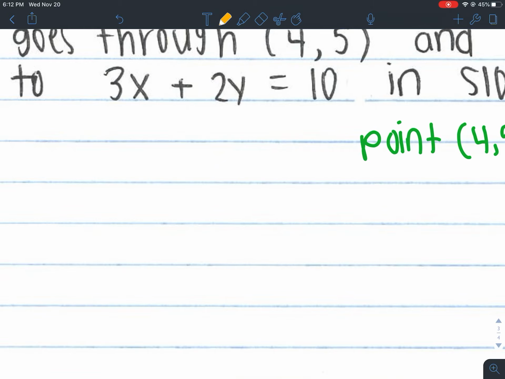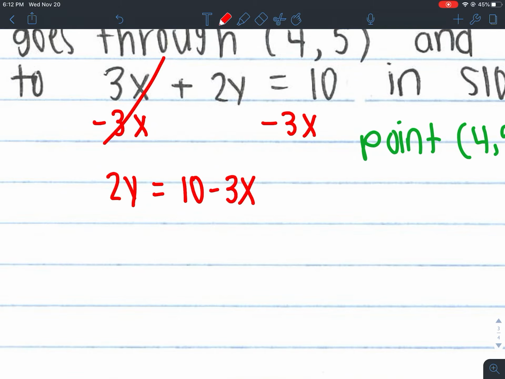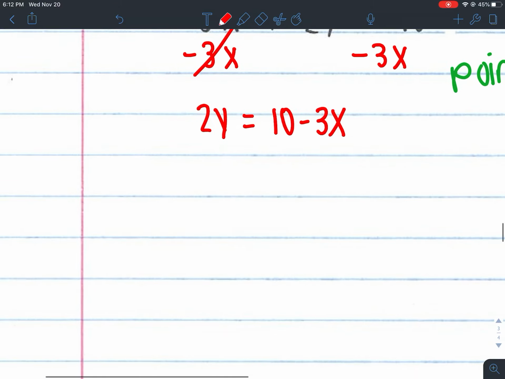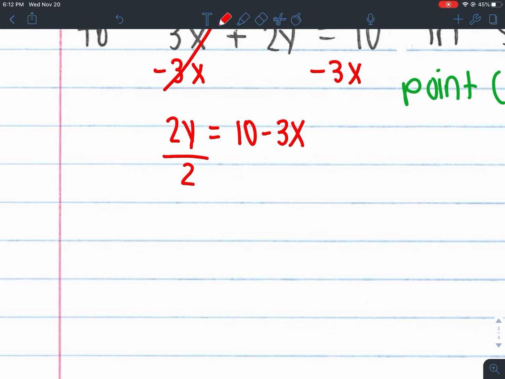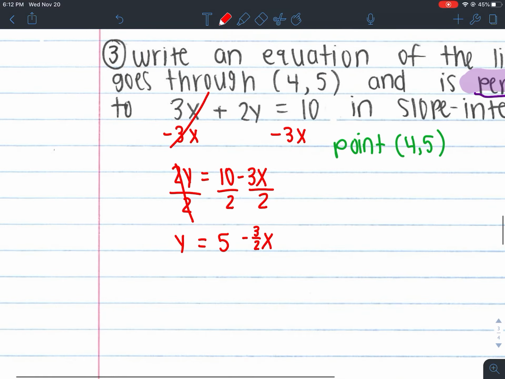No, right? We need to get the y by itself so that we have slope-intercept form. So the first thing I'm going to do is subtract 3x on both sides. 2y equals 10 minus 3x. Well, y is still not by itself, so we've got to divide everything by 2. So we have y equals 5 minus 3 over 2 x.